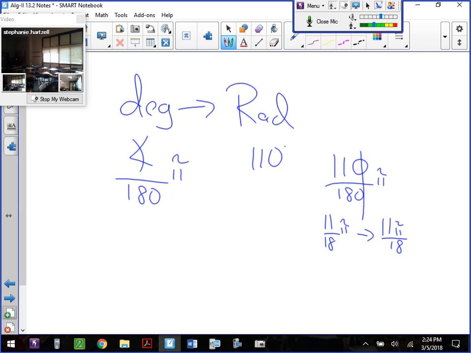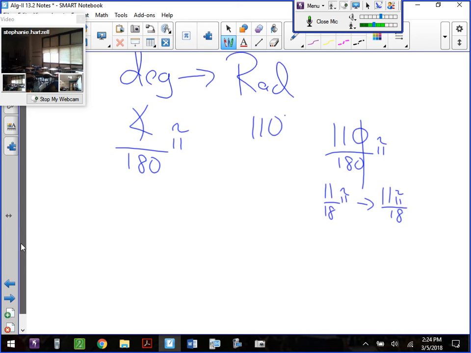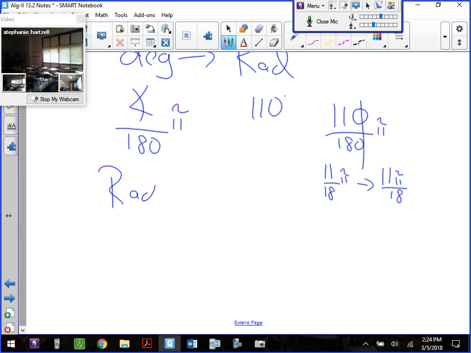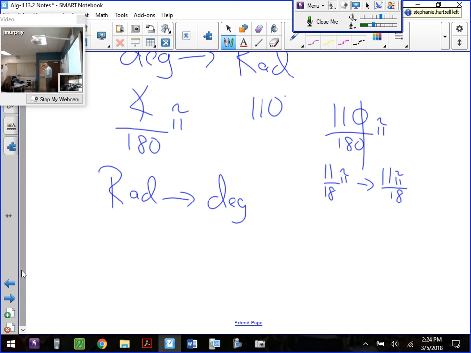Now, if I want to go the other direction, if I want to go radians to degrees, I'm no longer multiplying by pi and dividing by 180. I do the opposite, or the reciprocal of it. I multiply by 180 and divide by pi. So if I have, let's say, 7 pi over 8, and I want to convert that to degrees.